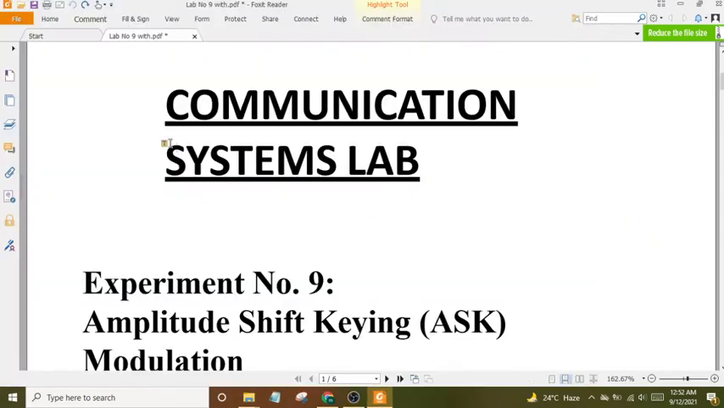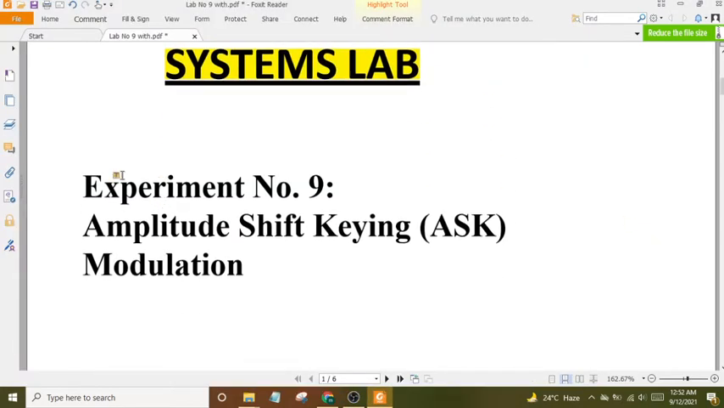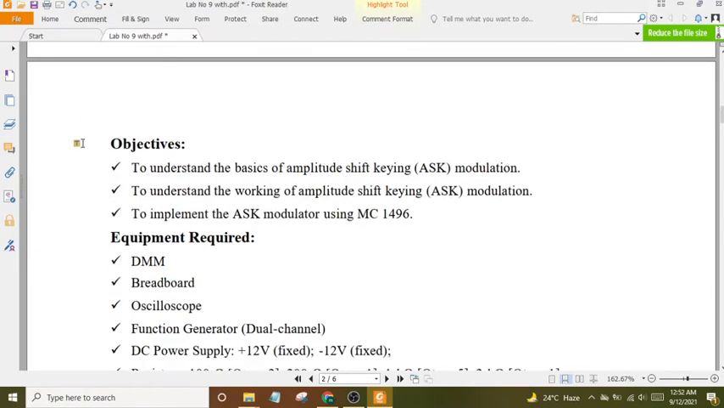Experiment No. 9: Amplitude Shift Keying, BASK, Modulation. Objectives: to understand the basics of amplitude shift keying, BASK, modulation; to understand the working of amplitude shift keying, BASK, modulation; to implement the modulator using MC1496.